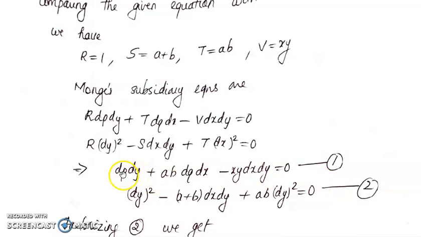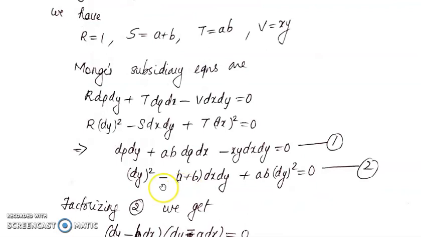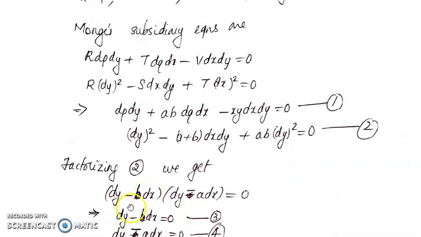The equations will be dp dy plus ab dq dx minus xy dx dy equal to 0, then dy square minus (a plus b) dx dy plus ab dx square equal to 0. Now we have to factorize the second equation, and by factorizing we get two factors. So this is in quadratic form. When you factorize, you will get dy minus a dx equal to 0 and dy minus b dx equal to 0. So these are the factors.